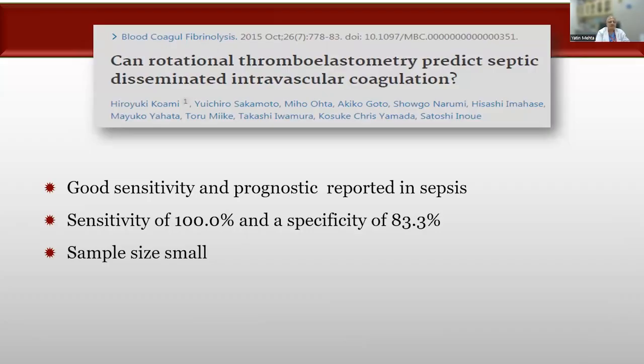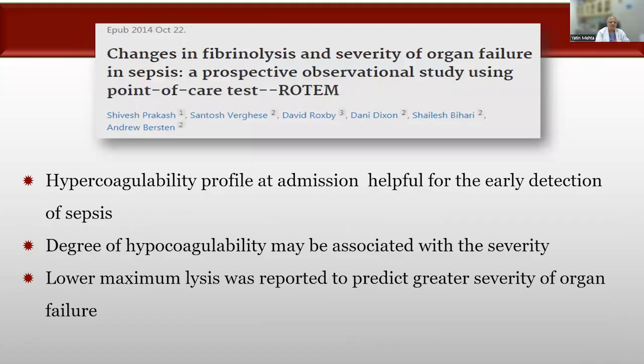So ROTEM has been found to have a sensitivity of 100% and specificity of 83%, although in this paper the sample size was small. In another paper, a hypercoagulability profile was seen with ROTEM for early detection of sepsis, and the severity depended on the degree of hypocoagulability.